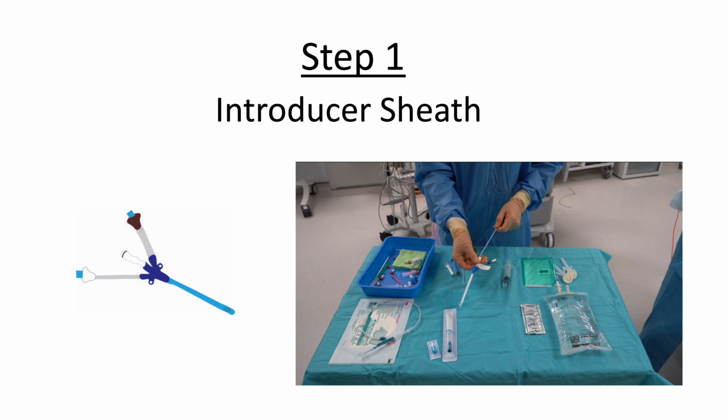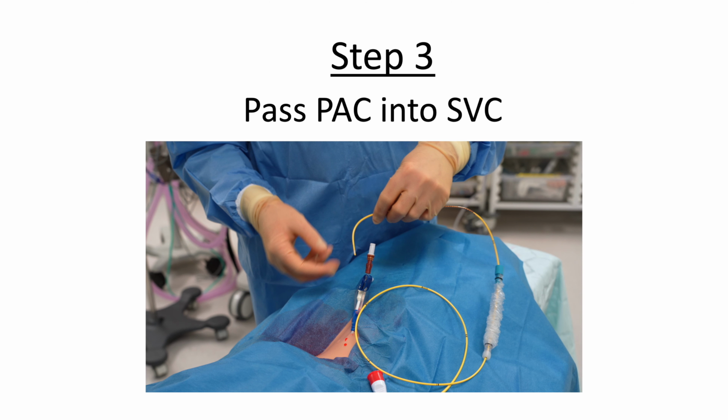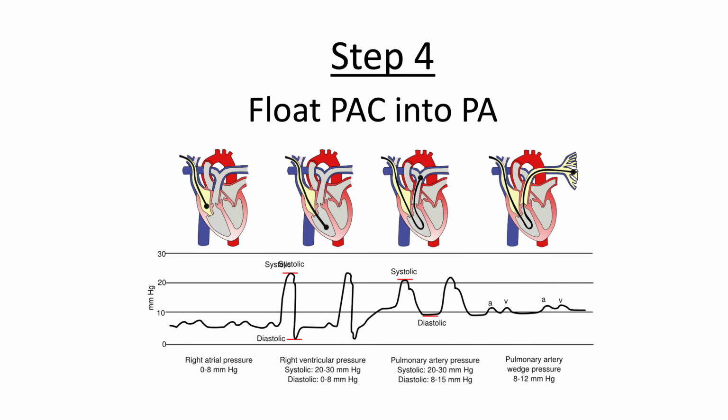Firstly, you need to set an adequately sized introducer sheath into an appropriate vessel. Secondly, you need to prepare the monitor, transducers, cables and catheter. Third, you need to pass the pulmonary artery catheter through the sheath into the superior vena cava. And then you need to float the pulmonary artery catheter through the tricuspid and pulmonic valves into the main pulmonary artery. We'll go through each of these stages now.